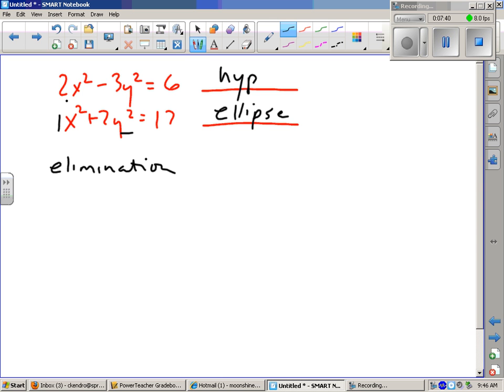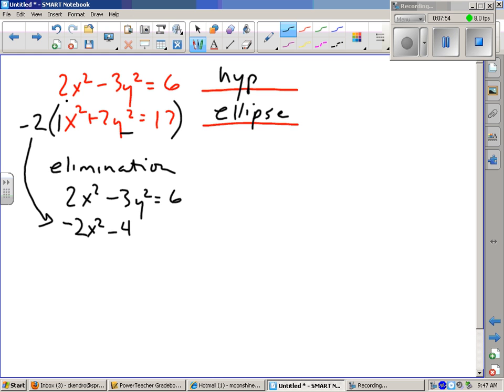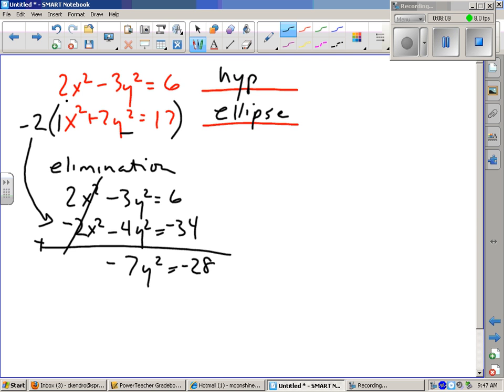So what I'm going to do is multiply this bottom row by negative 2. So I'm going to rewrite 2x squared minus 3y squared equals 6, and then rewrite this as negative 2x squared minus 4y squared equals negative 34. Now we can add those rows together. I eliminated the x squared, so what I have left is negative 7y squared equals negative 28.